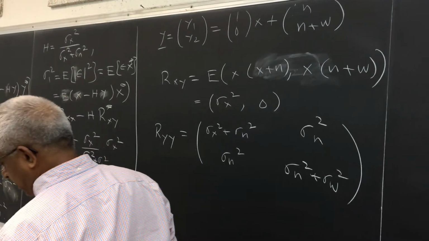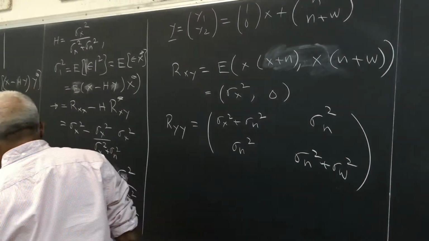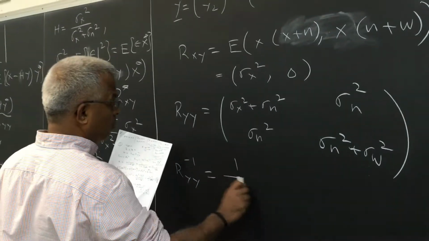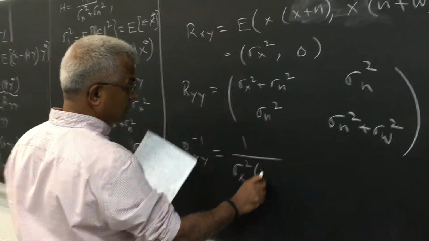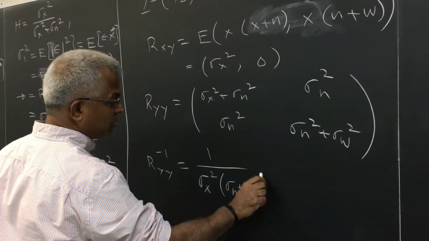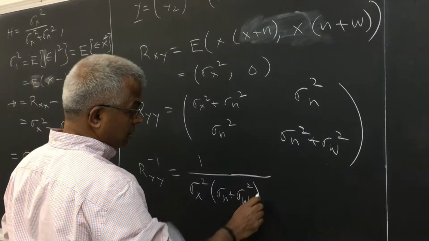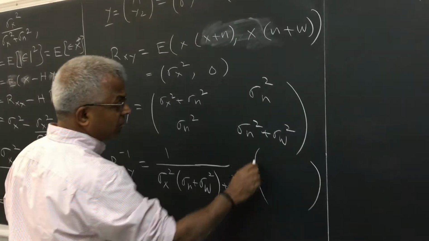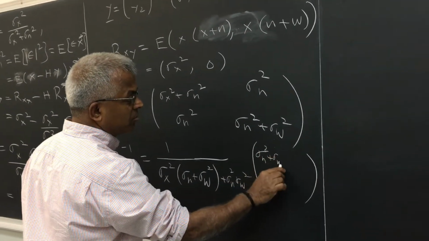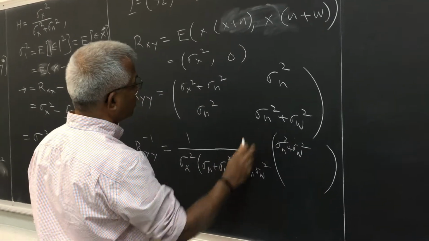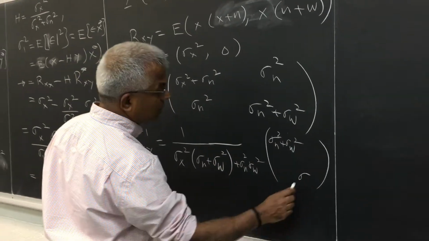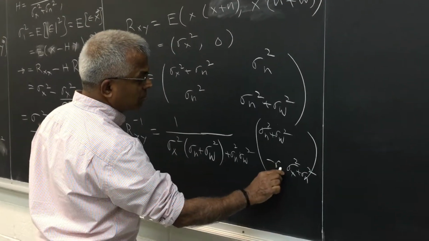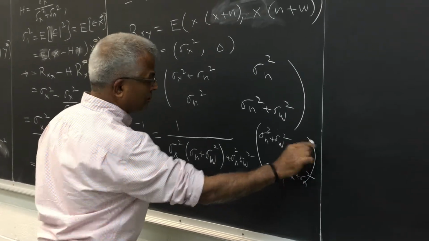by 2 matrix. And if you do the inverse, I'll just write down the results, so that the inverse will turn out to be 1 over sigma x squared, sigma n squared plus sigma w squared, plus sigma n squared, sigma w squared. Here you have sigma n squared plus sigma w squared, and sigma x squared, sigma n squared, minus sigma n squared, minus sigma n squared.